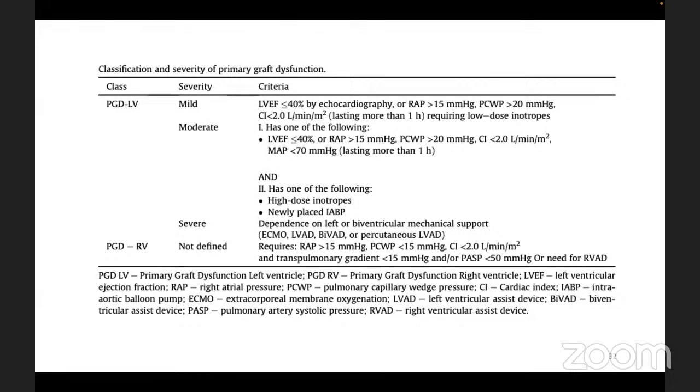Now, if we require some sort of circulatory support or intra-aortic balloon pump, or high dose inotropes, then this could be labeled as severe LV primary graft dysfunction. Now for the RV primary graft dysfunction, we don't have a scale for severity. However, usually they have right atrial pressures above 15, and they may require an RVAD as well.